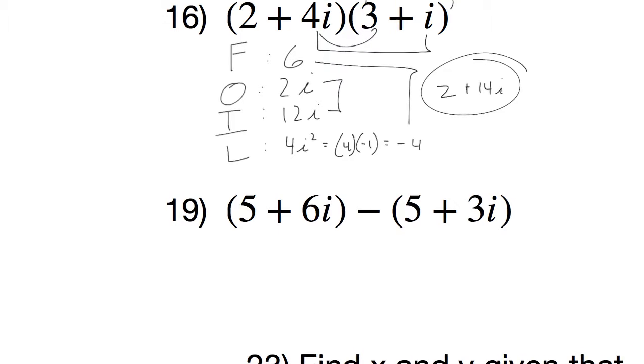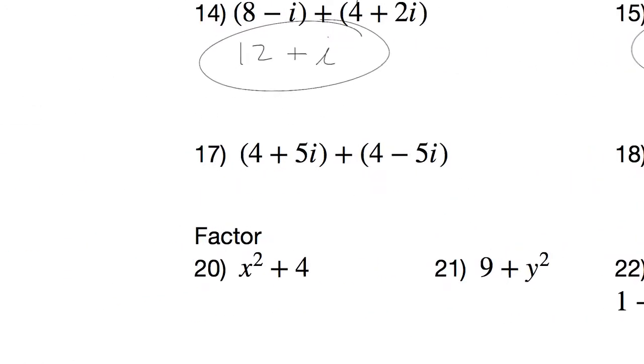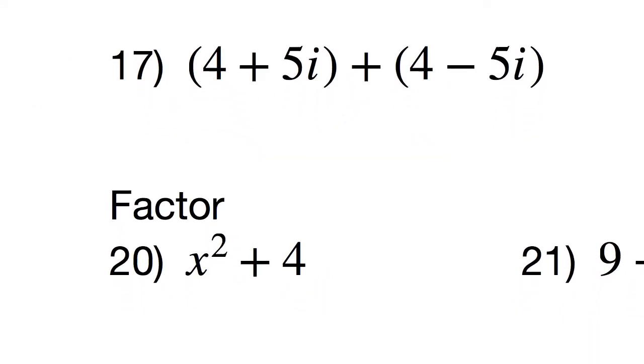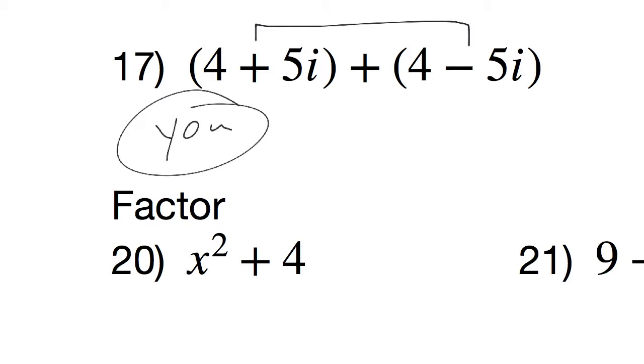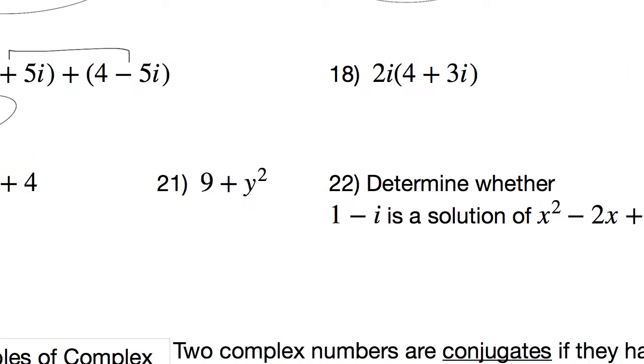Number 17. This looks like something that you can do. Notice that you are adding conjugates here: 4 plus 5i and 4 minus 5i. But you still combine all the like terms that you see to get the answer.